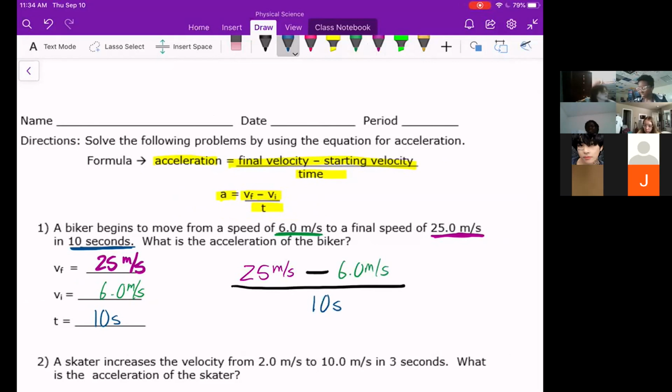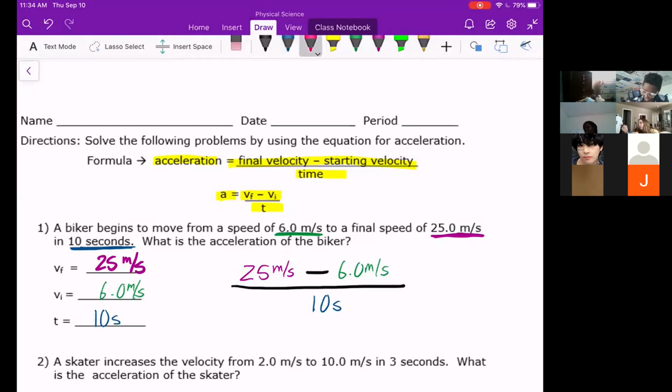You will probably need calculators for the rest of the year for the most part. All right, 25 minus 6, what did you guys get? 19. I got 19 too. So 19, all right. You want to be careful on these calculators. Let me write down 19 first.